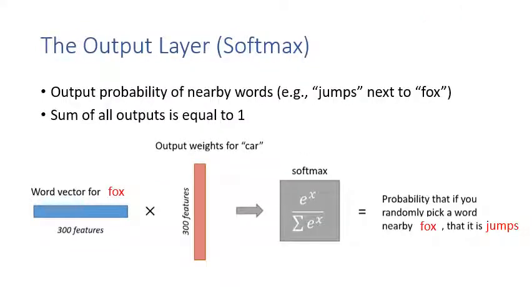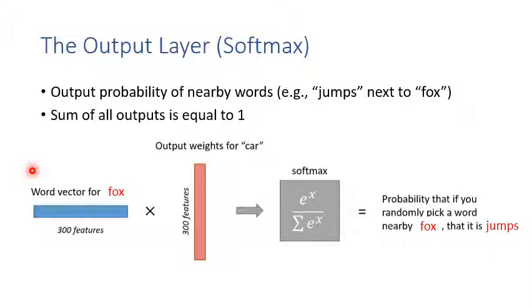The output layer of the Word2vec neural network is softmax. Softmax is the output layer for multi-class classification. We use the softmax to output the probability of the nearby words of the input, for example, jumps, over, the, fox. And the sum of all outputs of softmax is equal to 1.